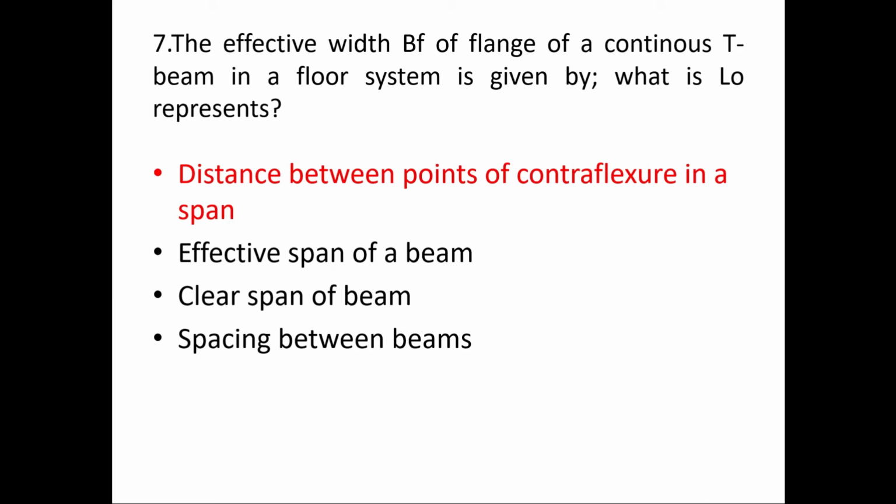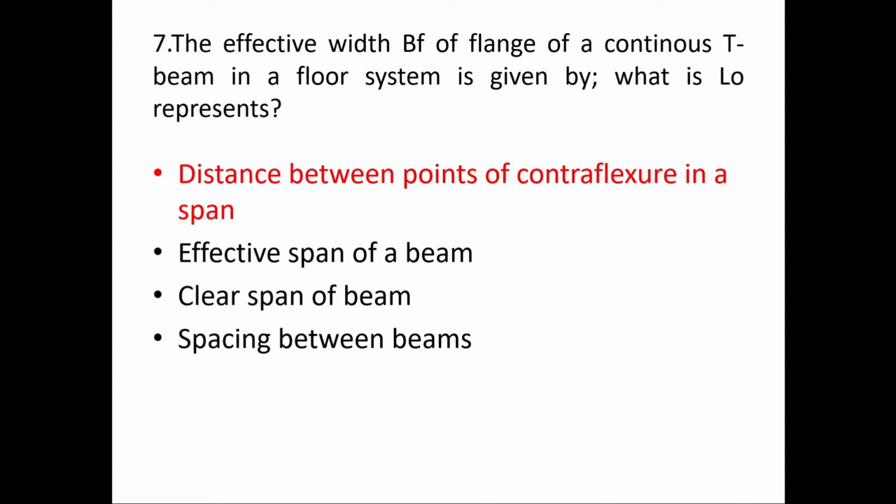The effective width BF of flange of a continuous T beam in a floor system is given by, and what is the formula? BF is equal to L naught upon 6 plus BW plus 6DF. So here it is asked what is L naught. L naught is the distance between points of contraflexure, which is also known as the distance between points of zero moment in the beam. So option A, distance between points of contraflexure in a span, is correct. Usually it is generally asked what is L naught, so you have to keep in mind.